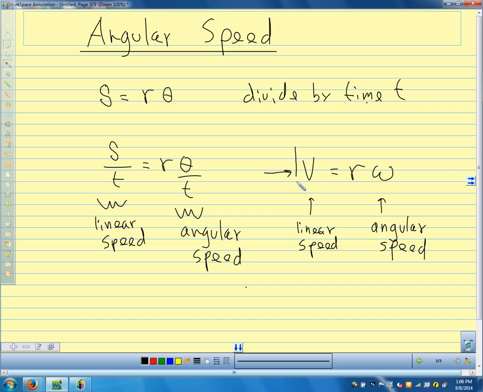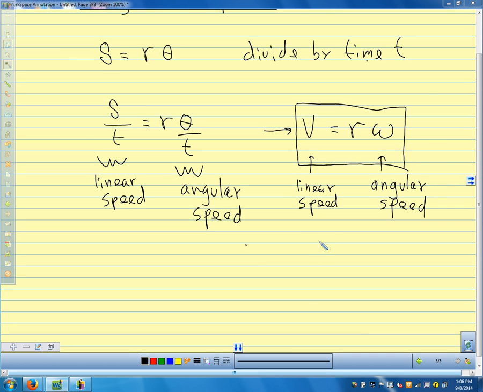So this is going to be our important equation for angular speed. And it comes from our arc length equation. We just divide both sides by the time that we're talking about. Our units for linear speed are going to be something like miles per hour, inches per second, feet per second. Angular speed, omega, our units for angular speed are in radians per time. So radians per second, radians per minute, something like that. And V is going to be distance or length per time.